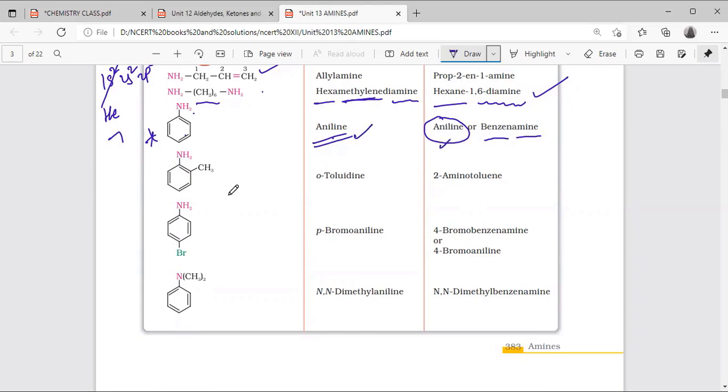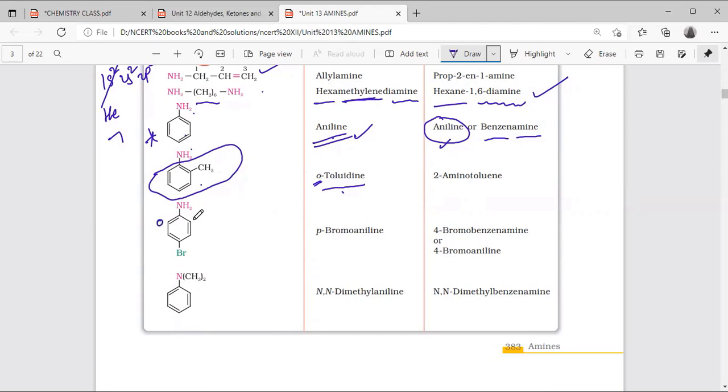Next, this is actually toluene. Benzene plus methyl, toluene. Here amine is there. Toluidine: toluene plus amine, toluidine. The ortho indicates 1,2 position. Do you know ortho, meta, para? Yes, sir.